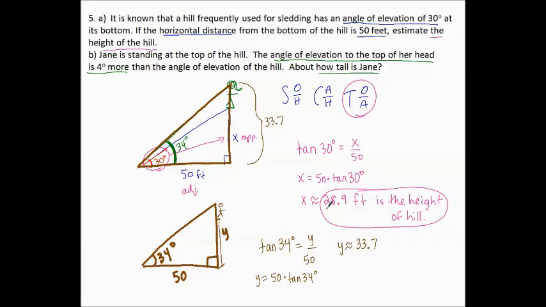Remember that earlier we found the height of the hill is 28.9. That's right here. So how tall is Jane? We have to find out how much just this length is from here to here. So all the way is 33.7. This part is 28.9. So Jane's height we get by subtracting 33.7 minus 28.9. And we'll figure out what that is. 4.8. Jane's height is 4.8 feet. And there we have it. Wasn't that fun?